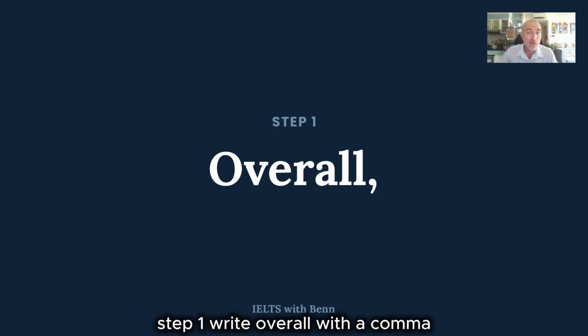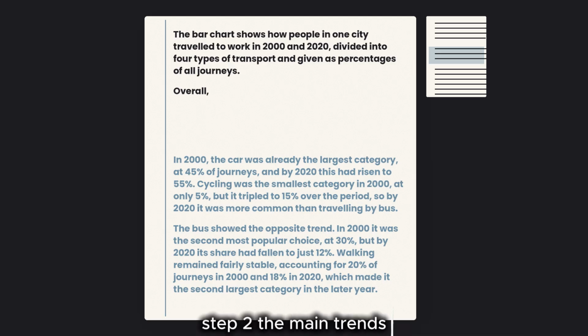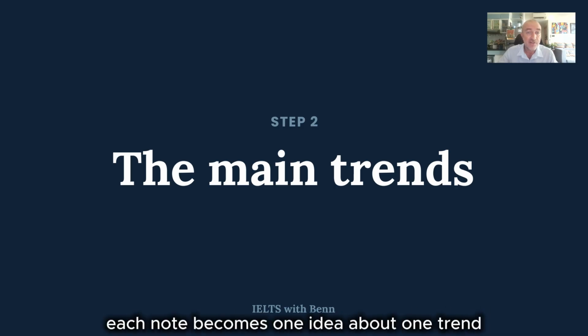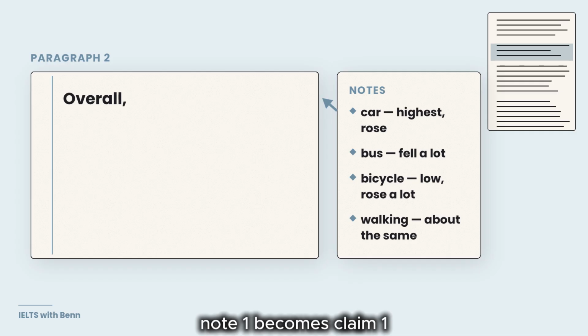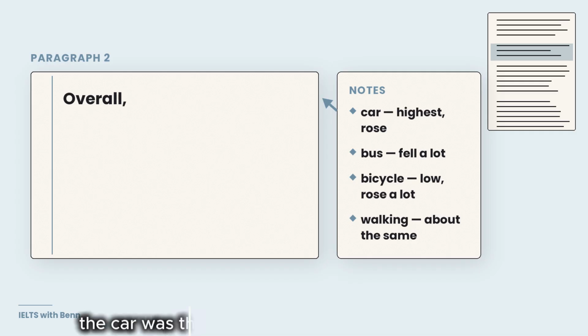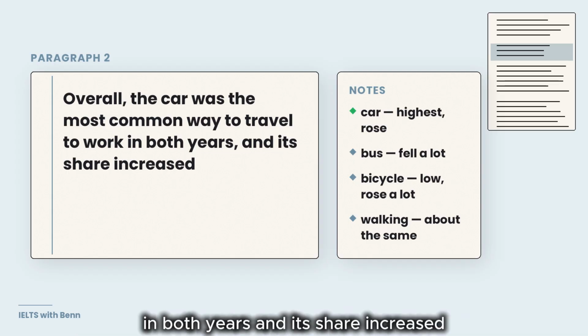Step 1. Write overall with a comma. This word tells the examiner where the overview starts. Step 2. The main trends. Each note becomes one idea about one trend, a claim. One written sentence can include 2 claims. Note 1 becomes Claim 1. The car was the most common way to travel to work in both years, and its share increased.